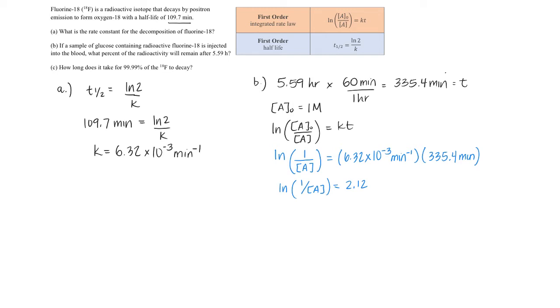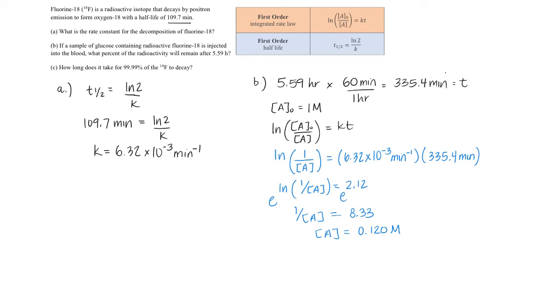We have to use e to get rid of our natural log, and so we end up with 1 over A equals 8.33, and solving for A gives us 0.120 molar. So after 5.59 hours, there's 0.120 molar remaining.